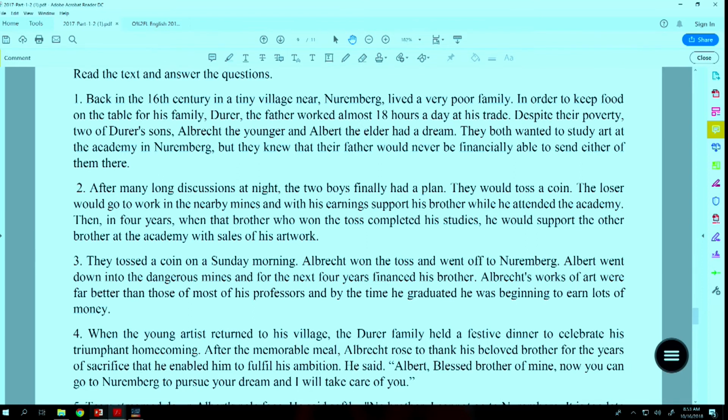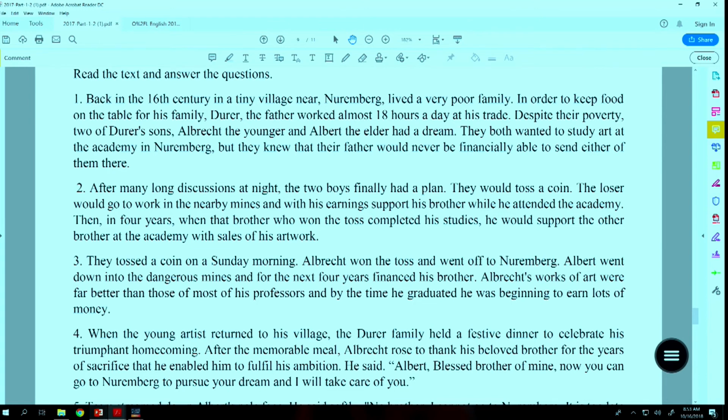Now this father has 2 sons. Albrecht the younger and Albert the elder. Right? Younger Albrecht had a dream. They both wanted to study art at the academy in Nuremberg. Right? They wanted to study art. But they knew that their father would never be financially able to send either of them there. දෙන්නගෙන් එක්කෙනෙක්වත් එයාලගේ තාත්තට යවන්න බැරි වෙනවා කියලා ඒගොල්ලෝ දැනගෙන හිටියා.